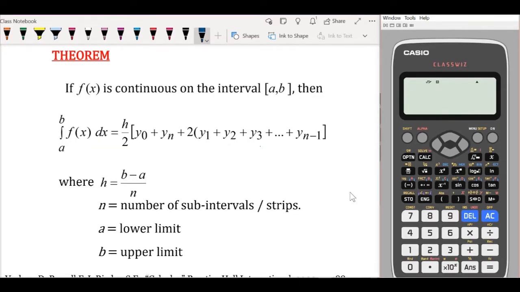So this is the main formula for the trapezium rule. We have a few symbols in this formula. First we have n. n is basically the number of strips or number of subintervals. Next we have a, which is the lower limit, and b is the upper limit. For these three items, we will use them to find h, which is the formula b minus a over n. Why do we need to find h? Because we will use h in our final formula.